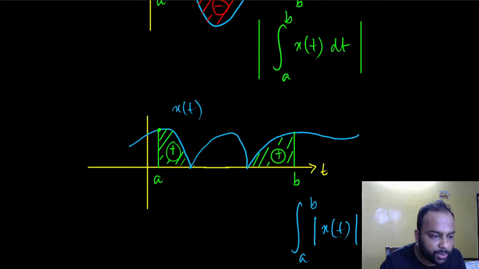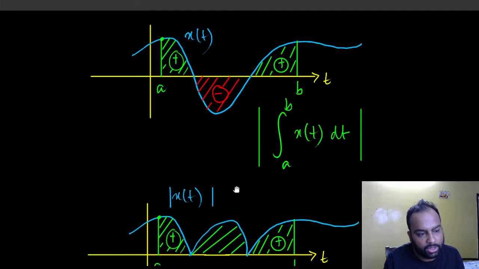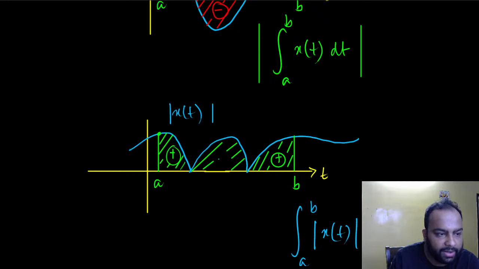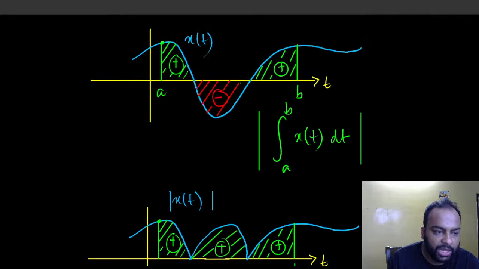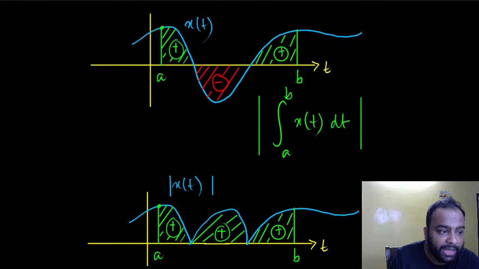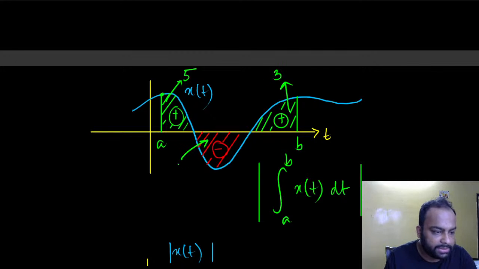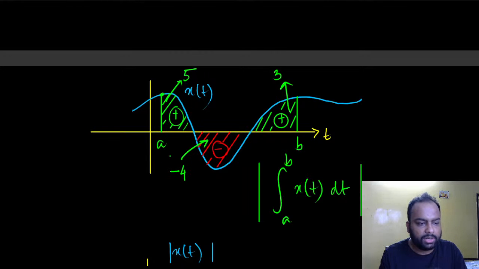Now this area which was earlier negative, this is no longer x. This is now mod x. We have taken a mod. So every negative part of the area now becomes positive, right? So if I do the integration without the mod, then I have negative parts in the area. Say, for example, this area is 5, this area is 3, and this area is -4, then the result is 4, right? The result is 4.